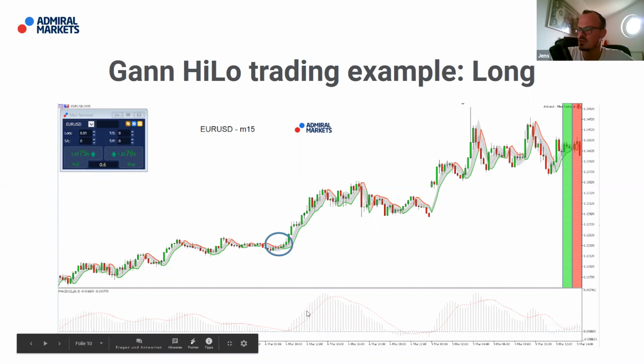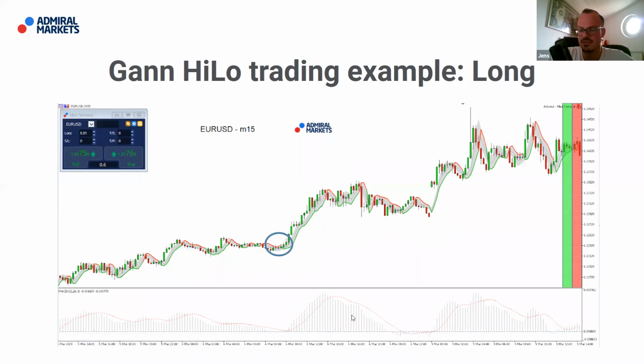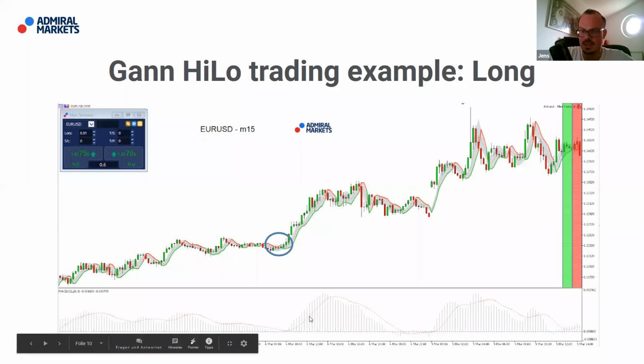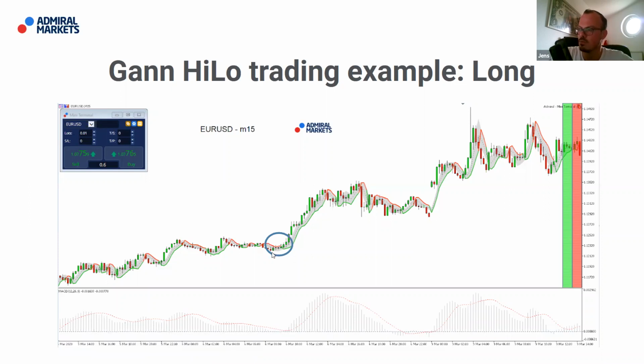So you see here the histogram, how it's calculated. It's calculating the difference between two moving averages, in fact. And once the difference is greater than 0, then you have the histogram in the positive territory here. So we trade above 0, obviously, with the histogram. And then here you see that the price is crossing the Gann Hi Lo from below. This is where the long signal is generated. In fact, that's quite easy.